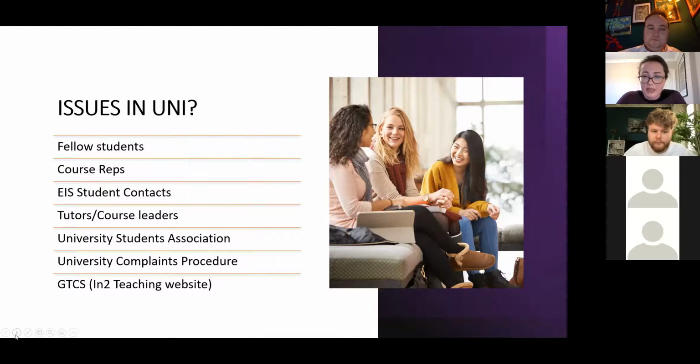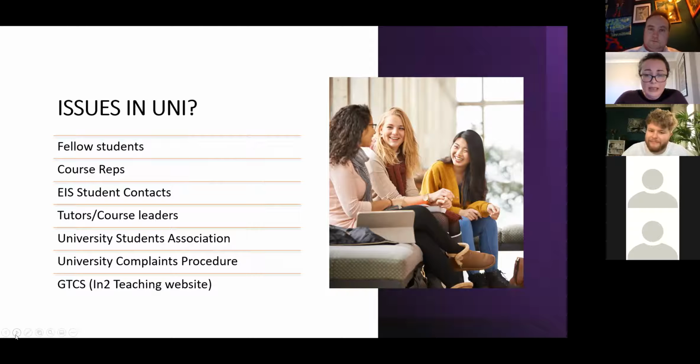If you fancy being an EIS student contact, and we always welcome that, you can let us know, and then you can feed information to us as well if you think there are issues that we need to know about, and we can stay in contact with you if we've got anything to ask you or communicate with you about. You always have your tutors and course leaders as sources of information. They should also be able to direct you to the correct process for raising issues, whatever those might be.